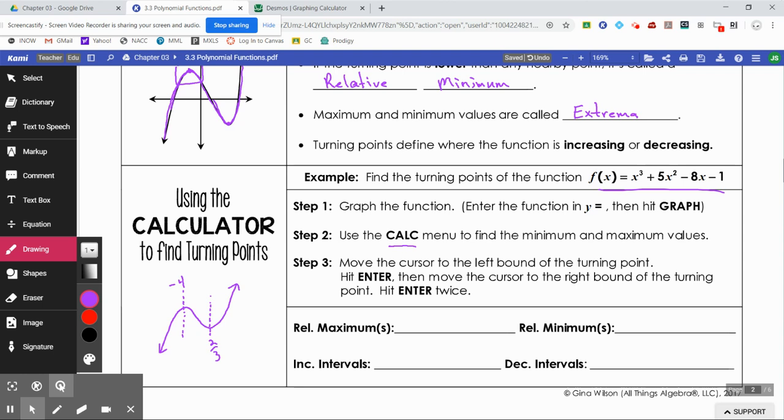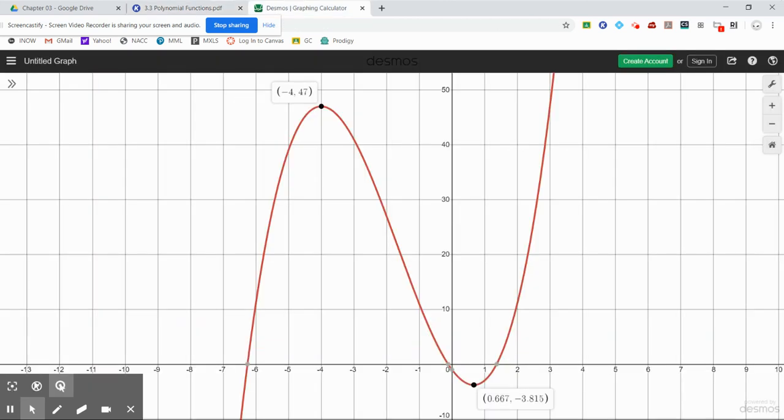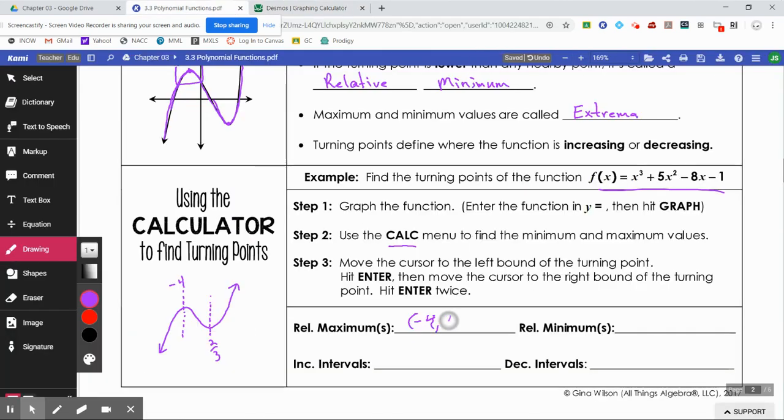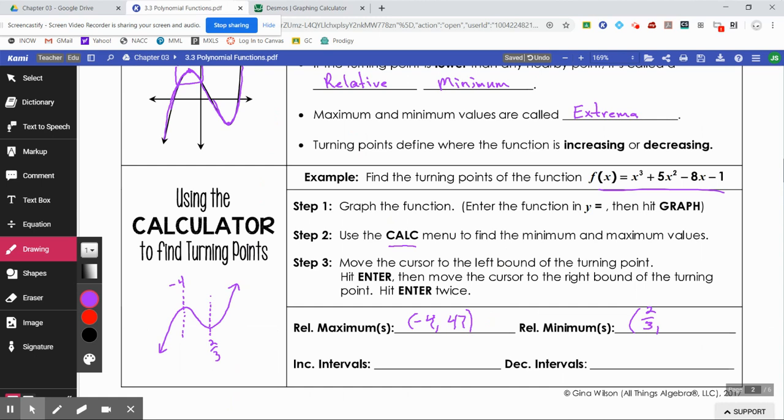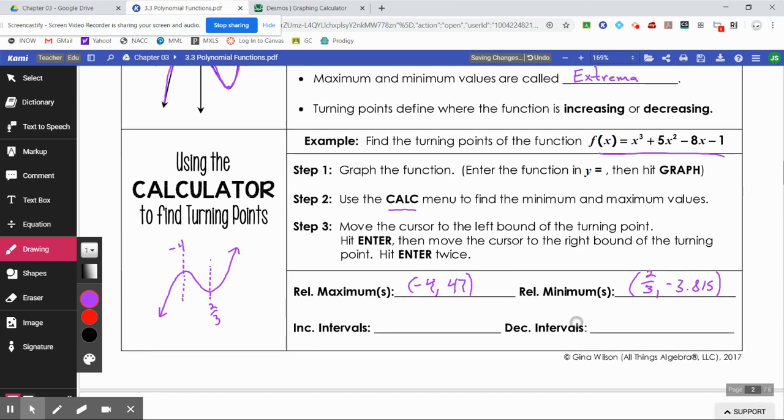So what I've done is I've sketched this out on a little graph here. My relative maximum occurred at negative 4, comma, and we can go back and check the y value, 47. My relative minimum occurred at 2/3, comma, and that minimum there was negative 3.815. And you could do the 2/3 in decimal too if you'd like to.